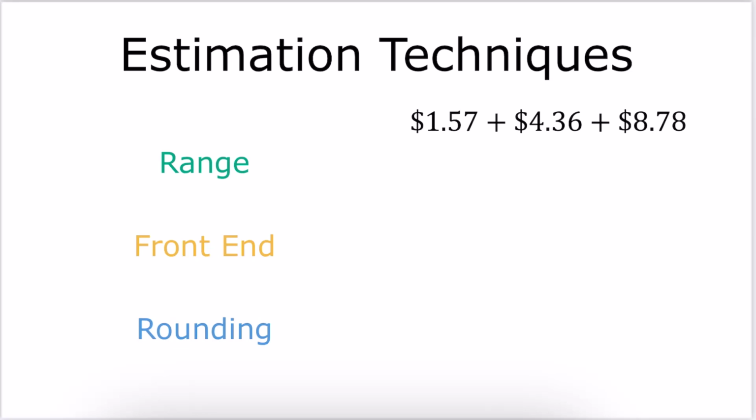So just a reminder, the way that the range estimation technique works is you find the lower estimate. So like in this case, I would do 1 plus 4 plus 8, because that's all of these decimal values rounded down to the nearest whole number, and that would equal 13. And then you also do the upper end of the range, so you do 2 plus 5 plus 9, and if you add those together, that's 16. And so that tells us that when you add these decimals together, your answer should be between 13 wholes and 16 wholes.